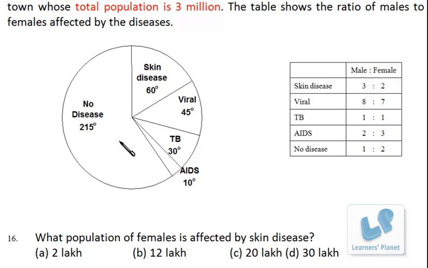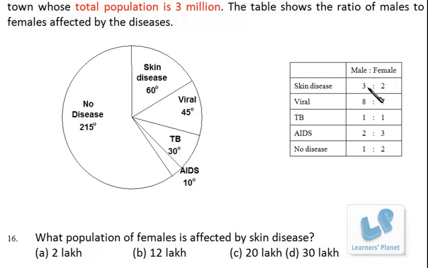The complete pie diagram is broken into degrees, right? So the total value of the center is 360 degree, in which skin disease is 60 degree, right? That means 60 degree out of 360, that is 1/6. So 1/6 of the population is affected by skin disease, right? Now 1/6 of 3 million, that is 1/6 of 30 lakh, that is 5 lakh, right? So 5 lakh people are suffering from skin disease, right? Now what is the breakup of 5 lakh into males and females? That is 3:2, and we have to find out the population of females.